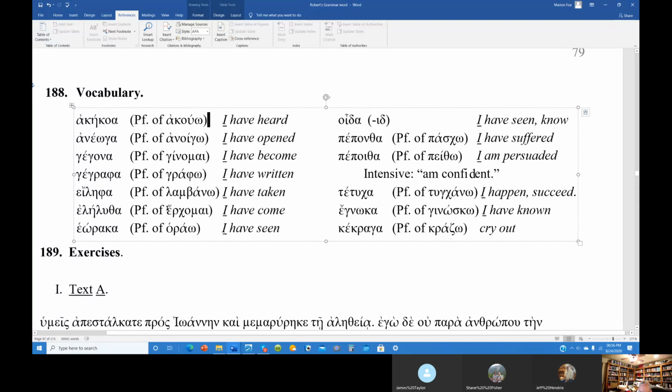Elelutha, we've already looked at that from erchomai, to come or go. And context would have to tell you whether it's coming or going. Heoraka, from horao, and that's I have seen. And oida, which also goes with horao, but it's the form, and we have I have seen or I know. I see with the eye of the mind. And from pascho, pepontha, and so this is I have suffered.